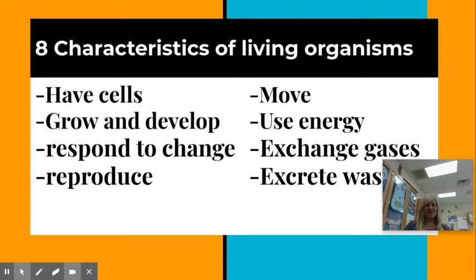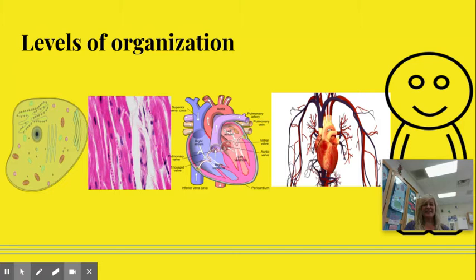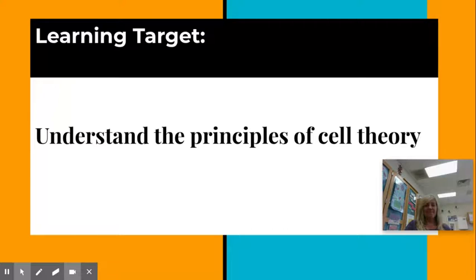All right, so we talked about the 8 characteristics of living organisms. They all will have at least one cell. They grow, respond, reproduce, move, use energy, exchange gases, and excrete waste. We talked about the levels of organization. Remember: cells, tissue, organ, system, organism. All right, but today we're going to talk about the principles of cell theory.